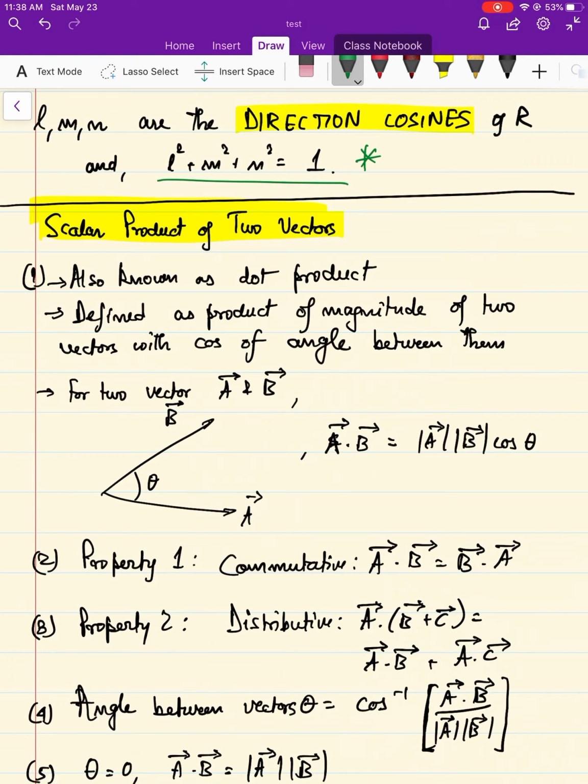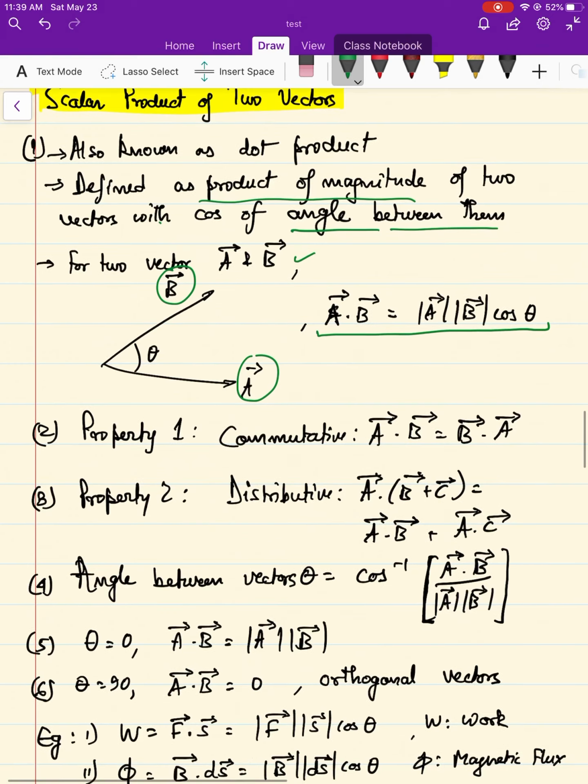One of them is the scalar product of two vectors, also known as the dot product, and it is defined as the product of the magnitudes of the two vectors multiplied with the cos of the angle between them. So when we write the expression for the two vectors a and b, as you see, this is the a vector, this is the b vector, and a dot b is equal to ab cos theta. And this is simply the magnitude of the scalar product. We are saying that this is a scalar product, meaning that it won't have any direction.